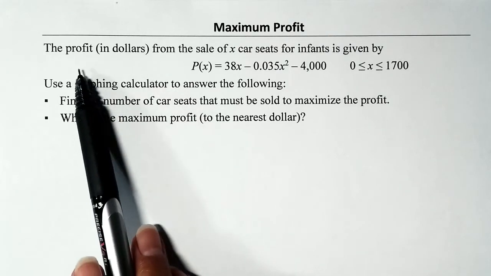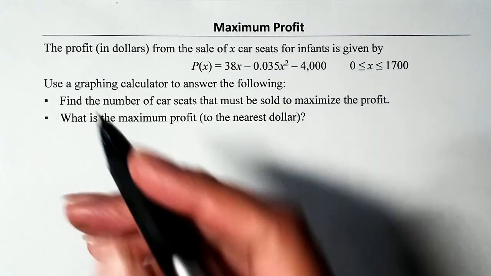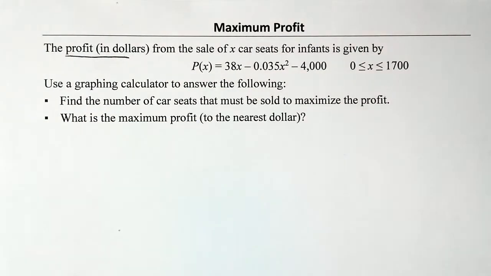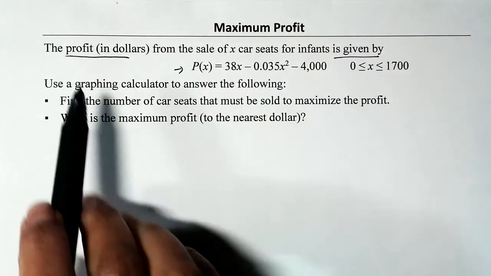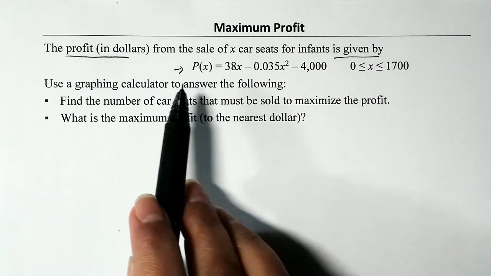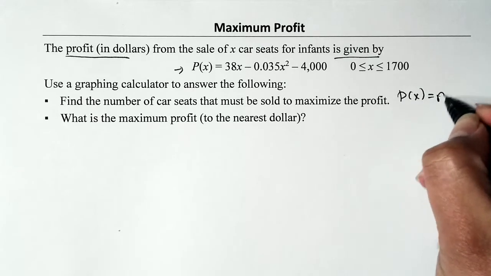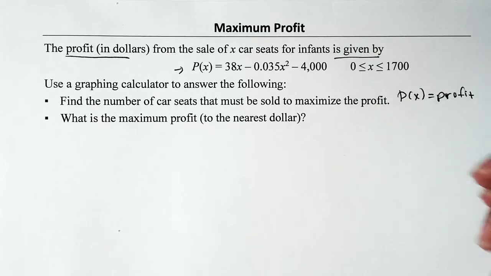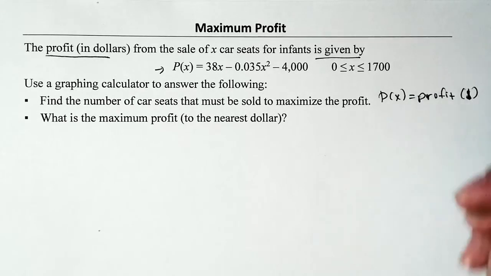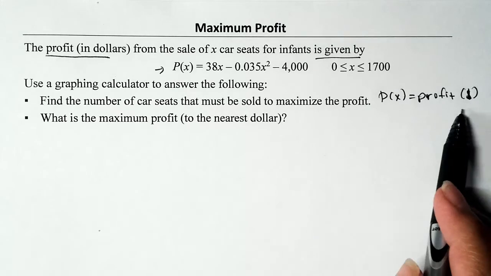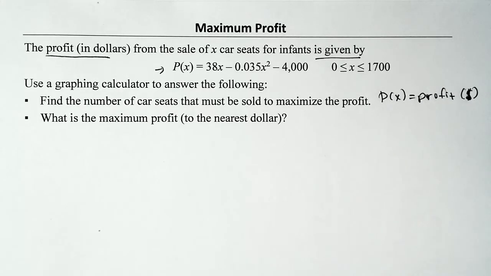So it says the profit in dollars from the sale of x car seats. So the profit, and the units in dollars, is given by the following. To find the profit, I'm going to use this function. So I'm going to write down that P of x equals profit. And if there's a unit involved, let's go ahead and do it. Okay, so now I feel a little bit better. Can you read my dollar sign? I need to get a different pen, but this is my favorite pen, so we'll survive.